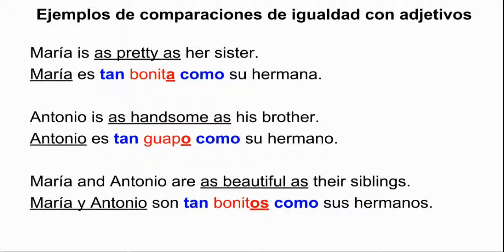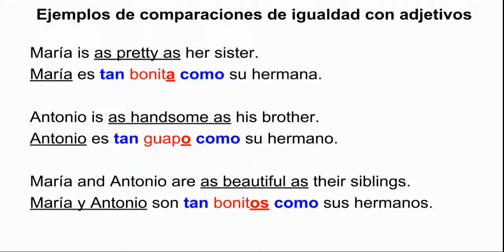Ejemplos de comparaciones de igualdad con adjetivos. Notice the agreement between the subject and the adjective. I've underlined and bolded them. María is as pretty as her sister. María es tan bonita como su hermana. Antonio is as handsome as his brother. Antonio es tan guapo como su hermano.